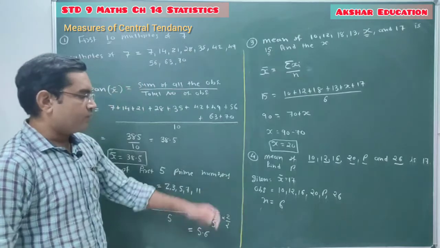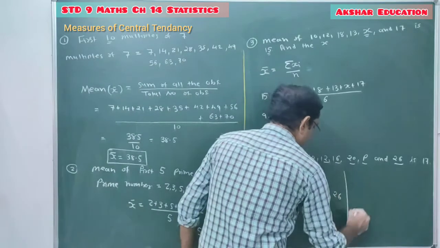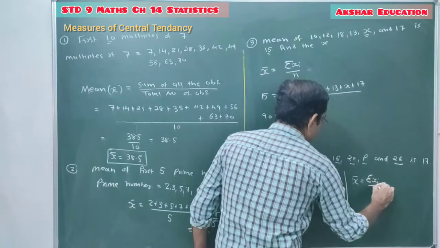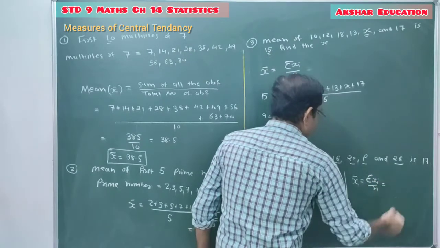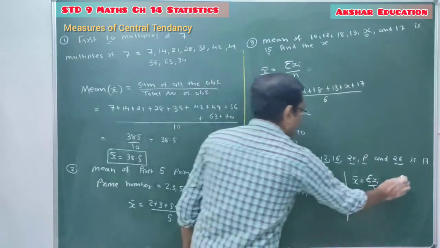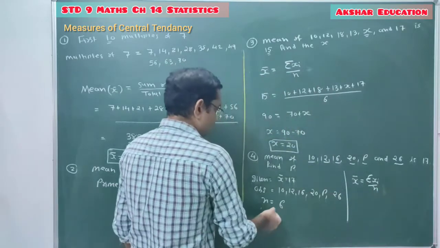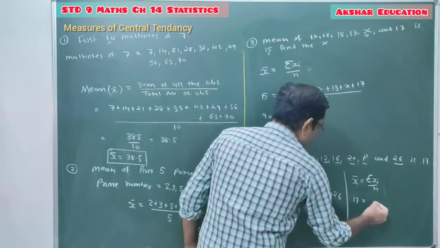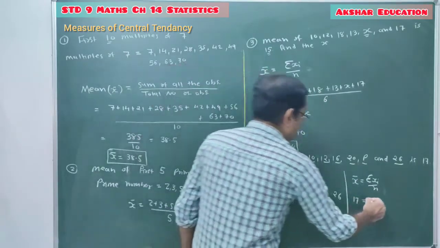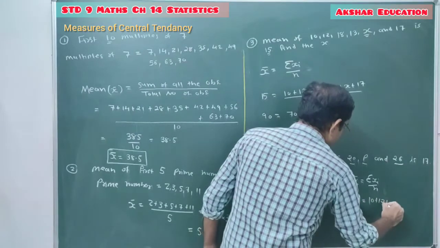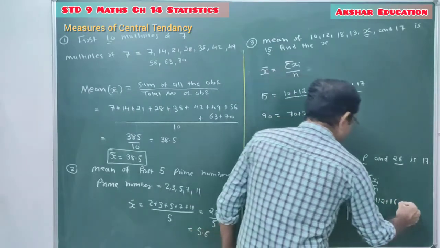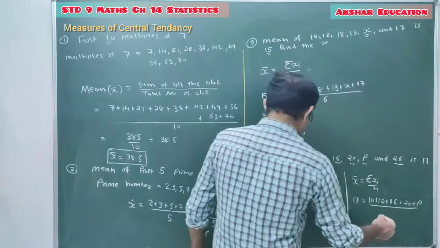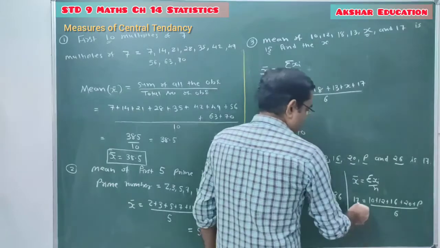You write the given, after that apply the formula. So formula: mean x bar equal to sigma xi by n, total number of observations. So here x bar is given, so put the value of that x bar. Mean of the given data is 17, so mean 17 equal to sum of observations. So it's 10 plus 12 plus 16 plus 20 plus p divided by number of observations, 6.